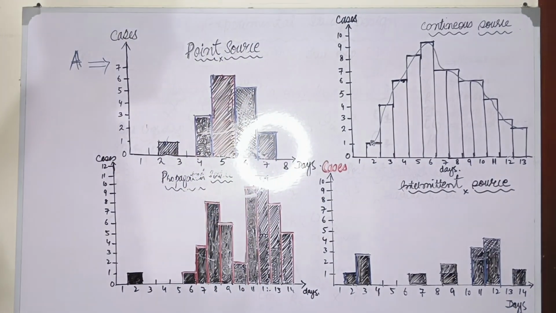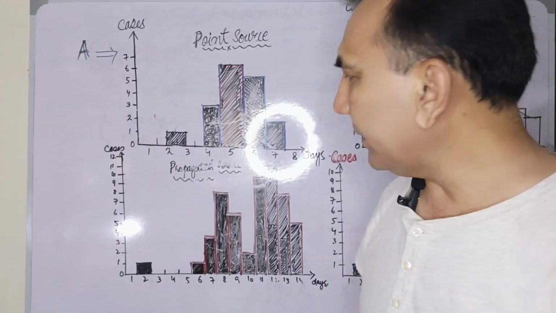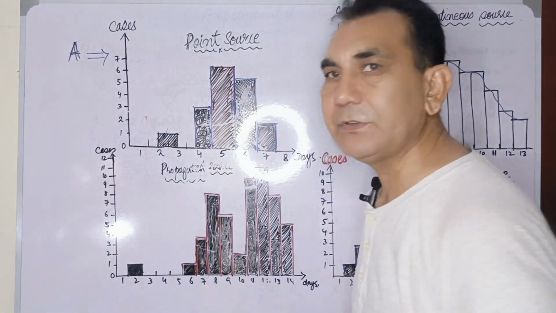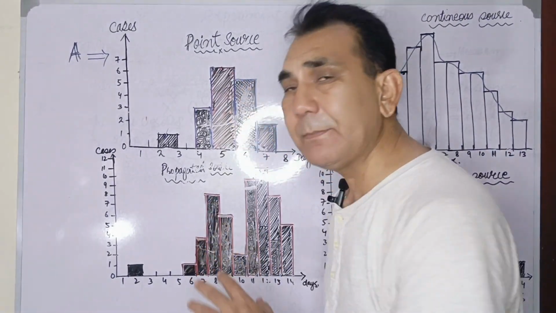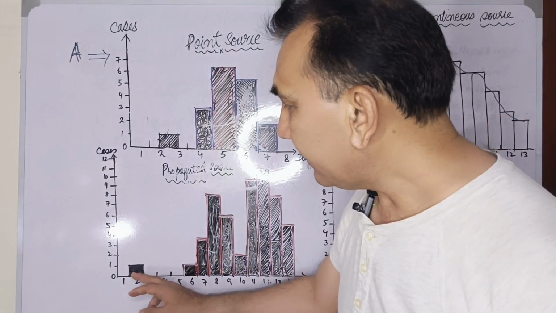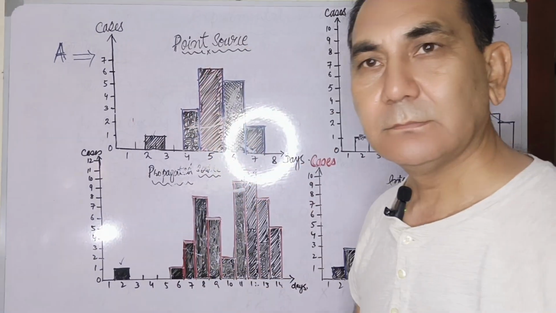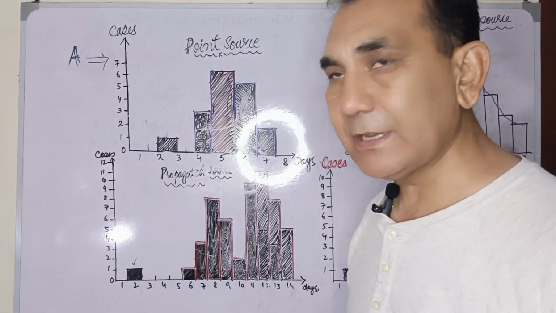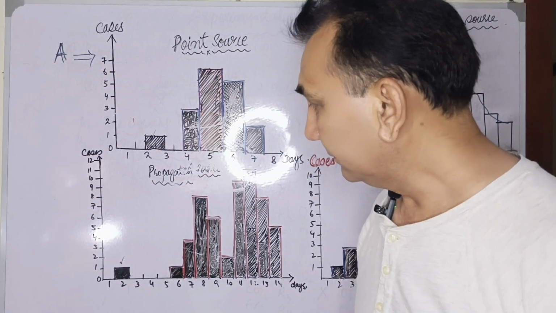Now the third type is called the propagated source. The propagated source is a very important type of epidemic curve. And the propagated source says the first case has been identified, which may be an index case, and it may be a single case report.